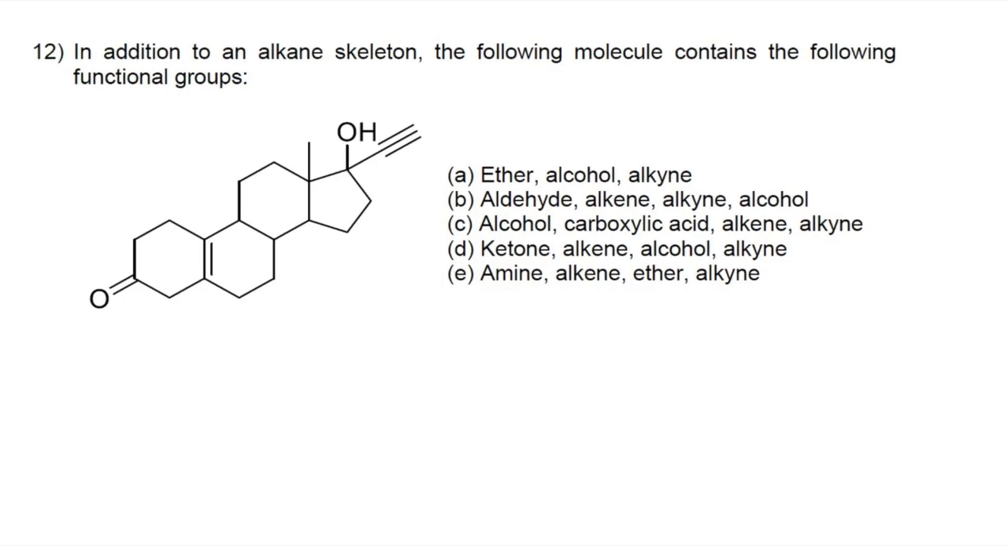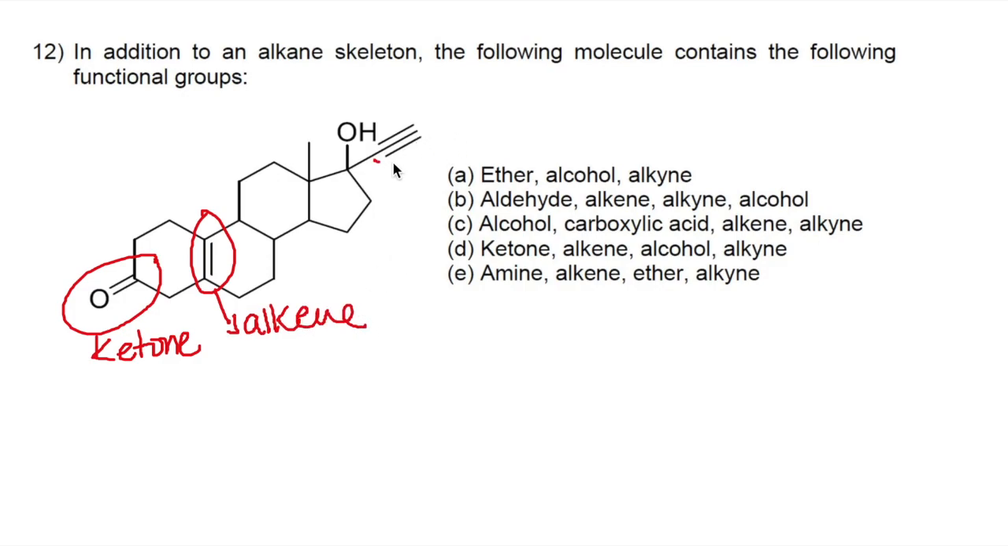In this question, we are asked about the functional groups. So it has an alkene skeleton, that's true. But now let's identify the other functional groups. So here there's a ketone. This is an alkene. This right there is an alkyne, a triple bond, and that's an alcohol. So the answer that has all those choices is D.